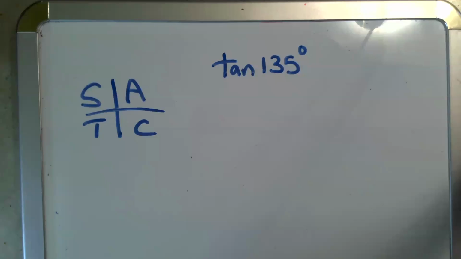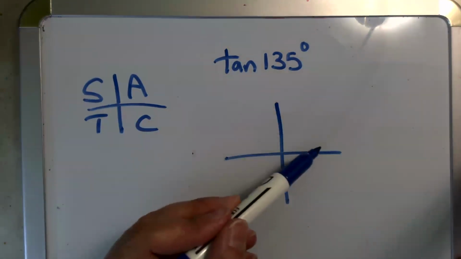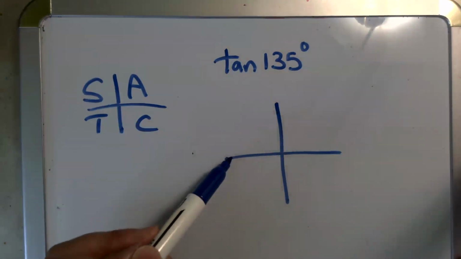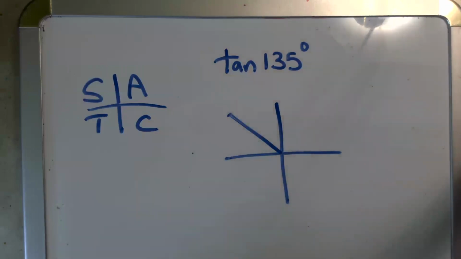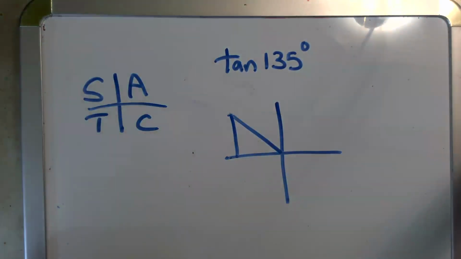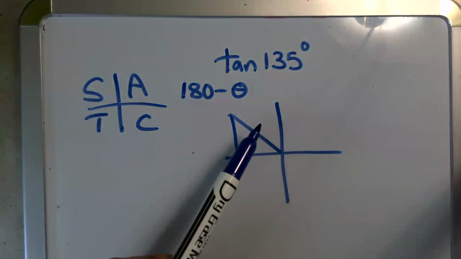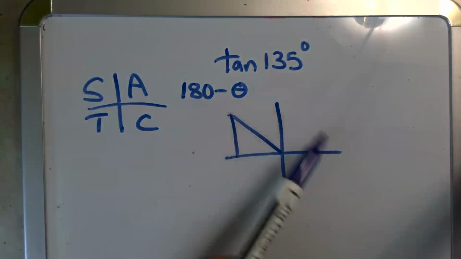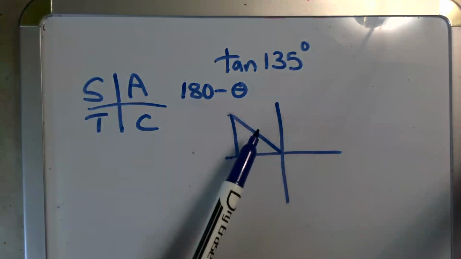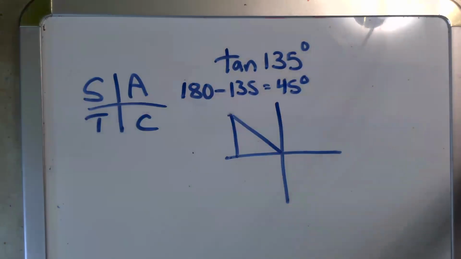Let's do another. Tangent of 135 degrees. Let's place it. Okay, there's my 90. I'm not going all the way to 180. So it's somewhere in there. So how do I find the reference angle in the second quadrant? Well, that's 180 minus our theta. This much is our theta. This much is our 180. If I subtract my theta, I'm left with my reference angle. So in this case, my reference angle is 45 degrees.